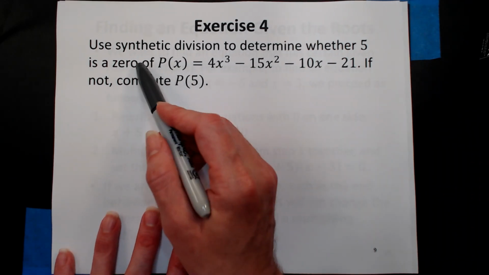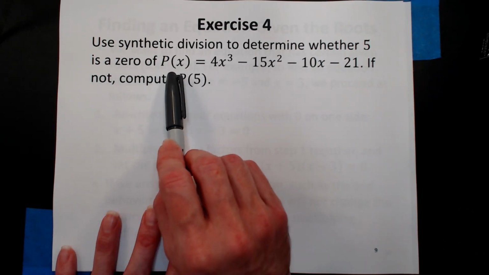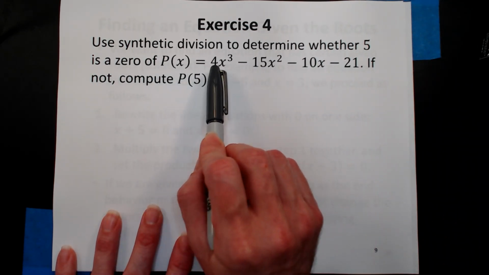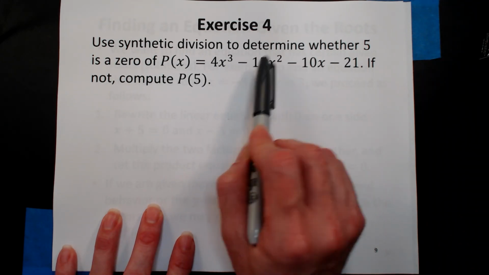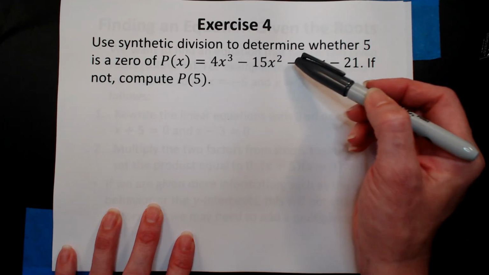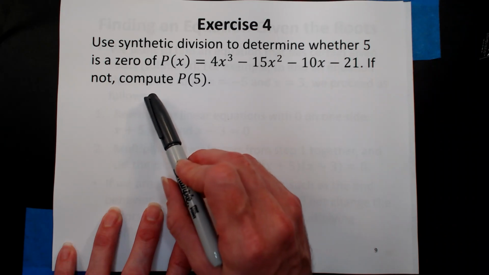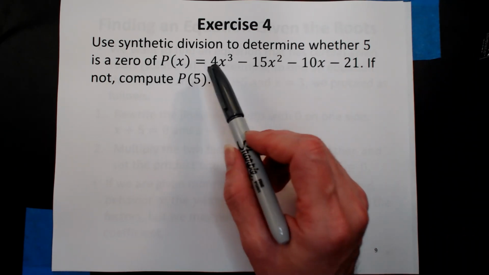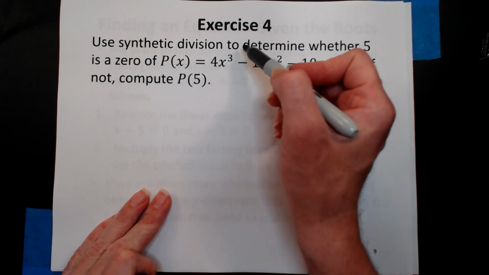If we have this exercise here, using synthetic division, we can determine whether 5 is a zero of p of x equals 4x to the third minus 15x squared minus 10x minus 21. If it is not, compute the actual value of p of 5. So before, we would actually have to plug in 5.